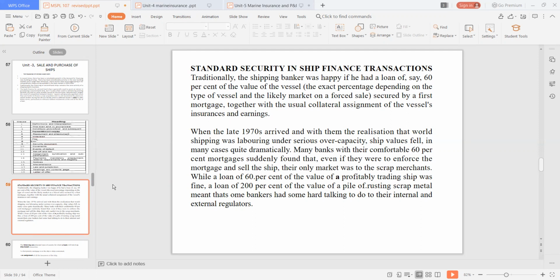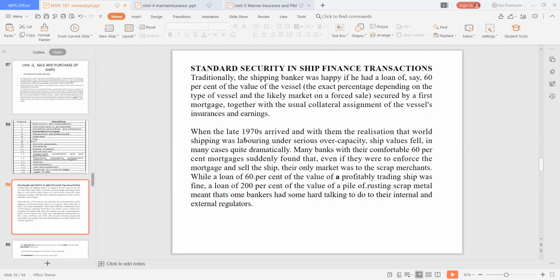What are the standard securities that should be followed? Traditionally, the shipping banker was happy if you had a loan of, say, 60% of the value of the vessel. The exact percentage depends on the type of vessel and the likely market on a forced sale, secured by a first mortgage together with the usual collateral assignment of the vessel's insurance and earnings.